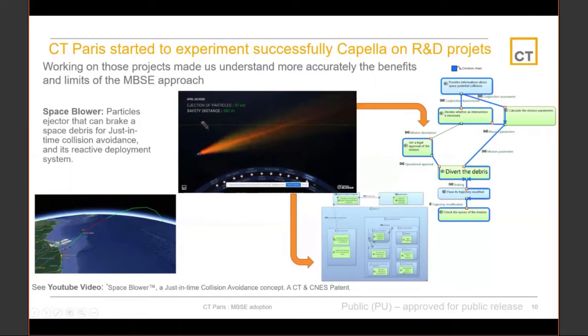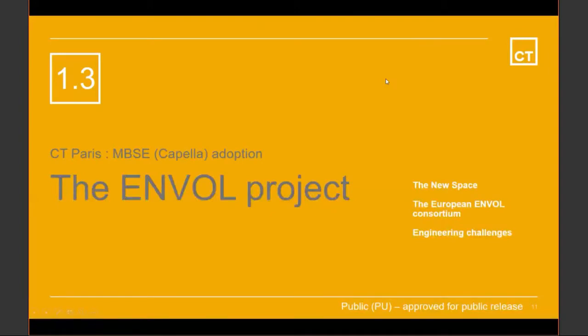This work made us understand more correctly both the benefits and also the limits of Capella and the MBSE approach. The first limit we saw was that it was very difficult for us to evaluate alternative designs. So we guess that for feasibility studies and phase A, where the system design is not at all conceived, we cannot grasp the fruits of Capella as much as we wanted, and so we decided to go to a more detailed, more advanced project, a phase B project, such as the ENVOL project.